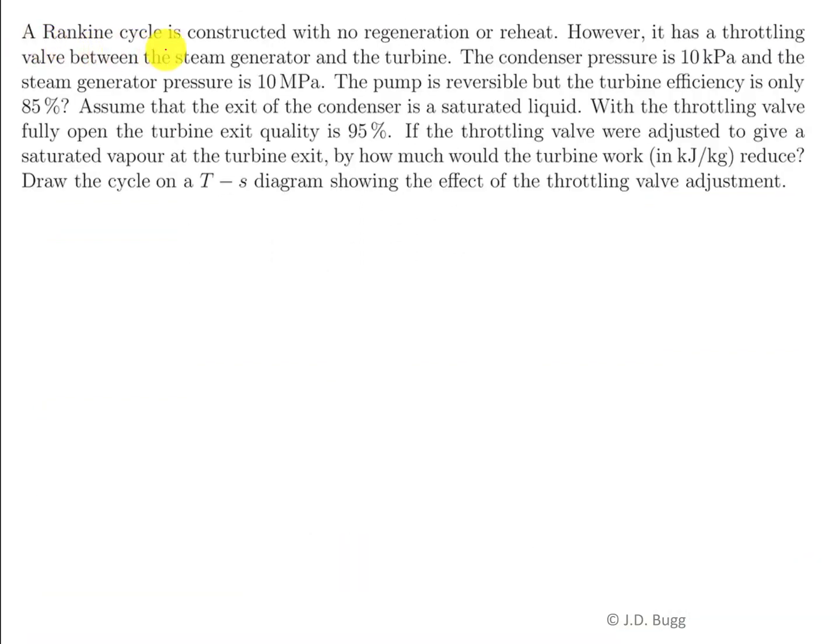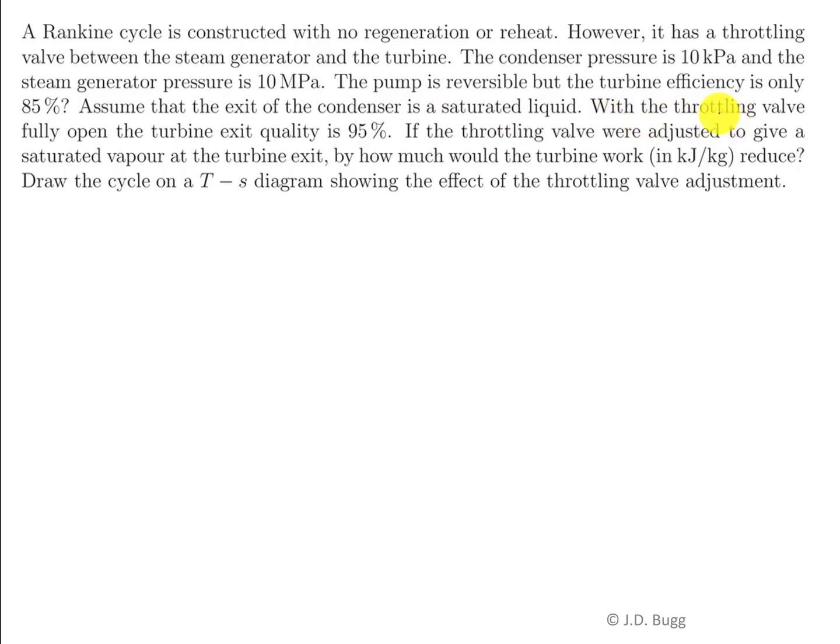A Rankine cycle is constructed with no regeneration or reheat. However, it has a throttling valve between the steam generator and the turbine. The condenser pressure is 10 kilopascals and the steam generator pressure is 10 megapascals. The pump is reversible, but the turbine efficiency is only 85%. Assume that the exit of the condenser is a saturated liquid.